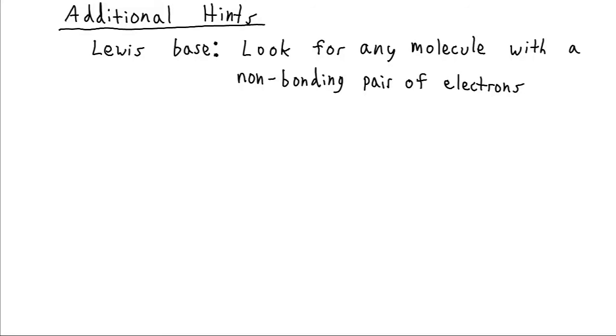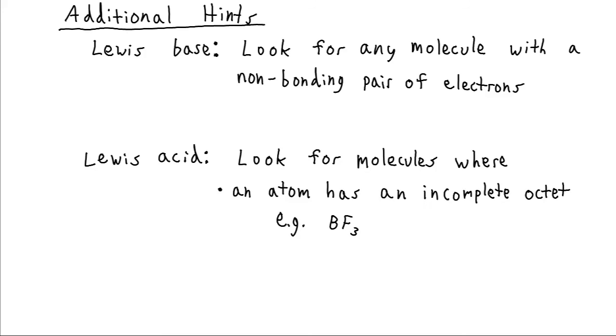Some more guidance on determining Lewis acids and bases. Lewis bases are the easiest. In principle, any molecule that has a lone pair of electrons on it can act as a Lewis base. So look for that lone pair of electrons when you do the Lewis structure. For the Lewis acids, we've seen that with something like boron trifluoride, where we have an incomplete octet on the boron atom, that's a pretty good candidate for being able to accept a pair of electrons to fill that octet.